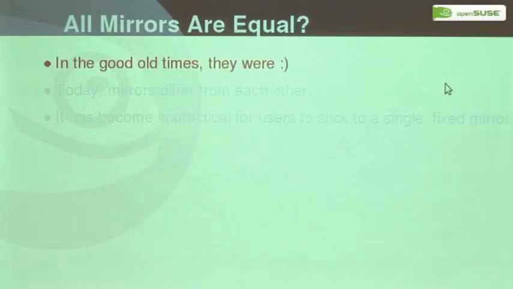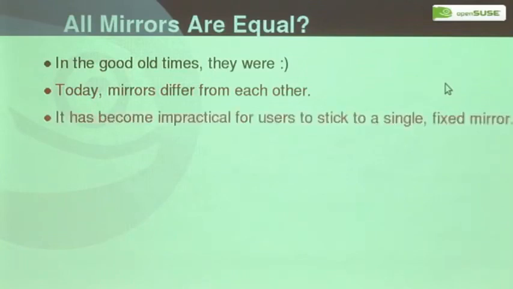In the past, the mirrors used to be equal, and they used to be equally useful, because they were either mirroring us or not. So if a mirror was mirroring us, and fast enough for you, close enough to you, then you could simply use it and stick to it, and just do everything over the mirror. But today they are really different from each other, because they don't mirror the complete trees. And for users, it has become impractical to just pick one mirror and then stick with it forever.